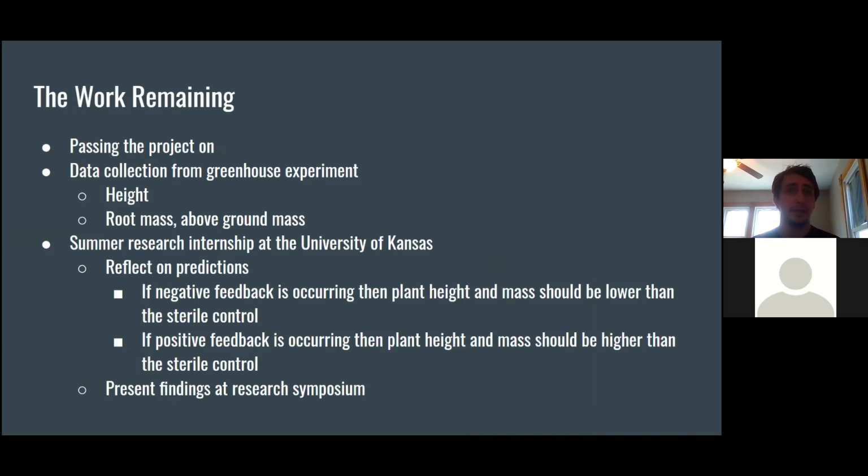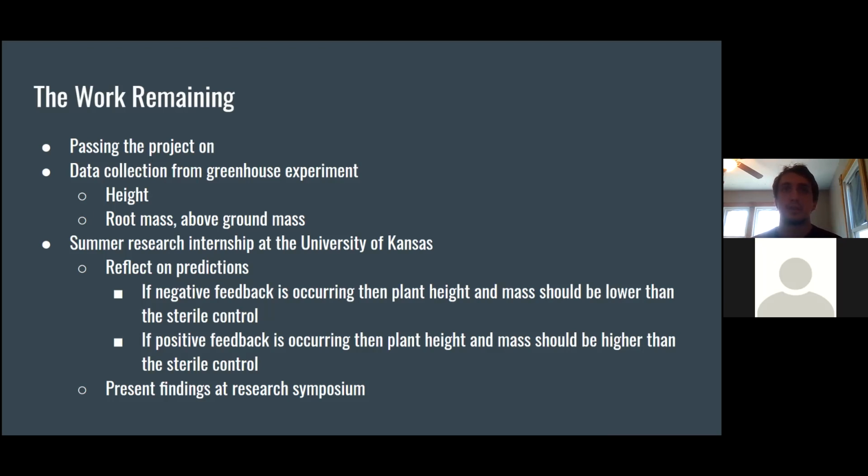Now, COVID-19 has greatly impacted this project. The original plan was to perform the greenhouse experiment and collect data in the spring of 2020 and then partake in an REU in the summer of 2020 to analyze and present the data at a research symposium at KU. But the pandemic essentially pushed everything back a year, and since this is my senior year, I will not be able to see this project to the end.